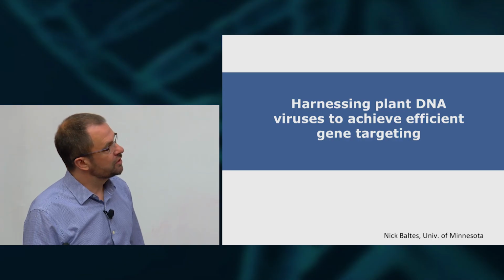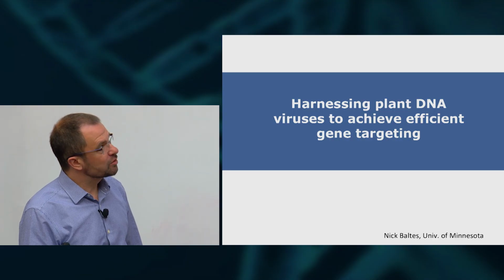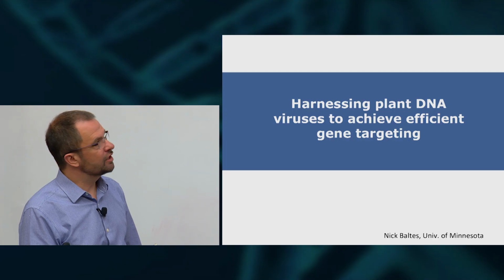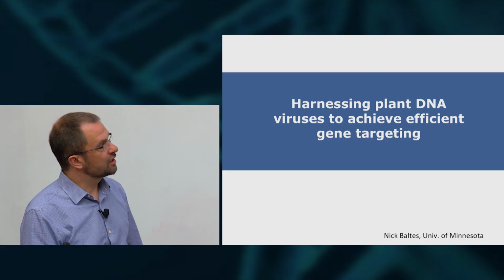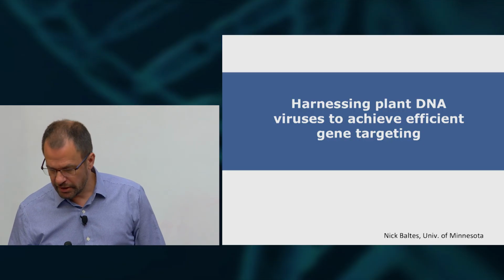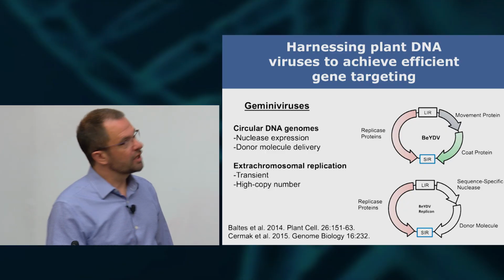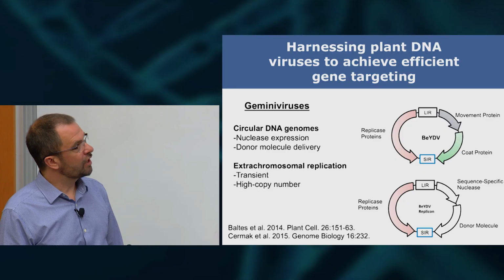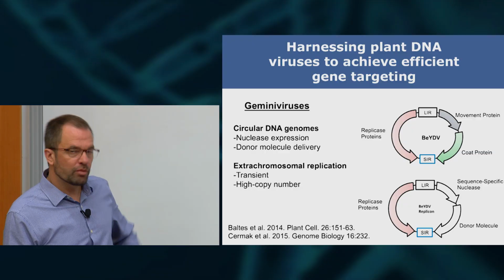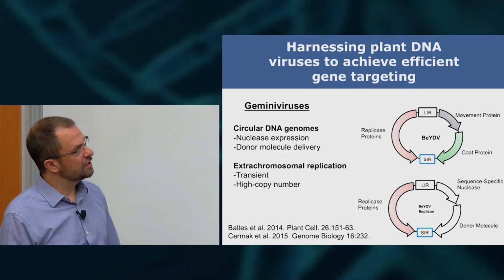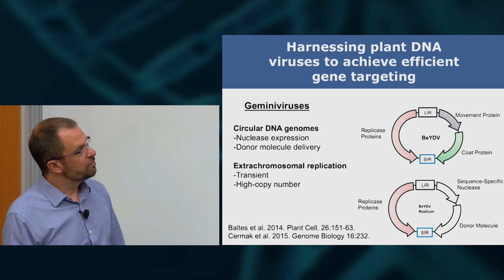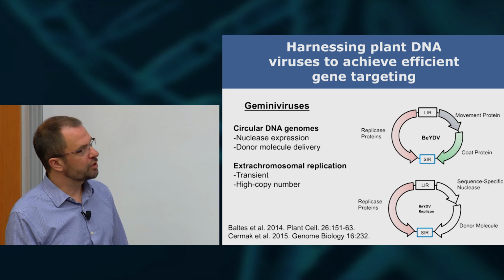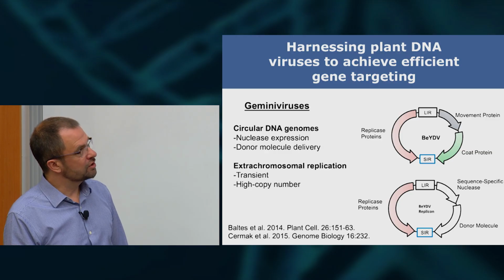And one approach has been, in animal systems, of course, viruses are very important vehicles for reagent delivery, but they really haven't been used that much in plants. And so we've been focusing on a class of plant viruses known as the Gemini viruses. They're DNA viruses, circular DNA genomes. They replicate by rolling circle replication. And they amplify to high copy number, 100 to 1,000 copies per plant cell nucleus. So they produce an abundance of viral genomes.